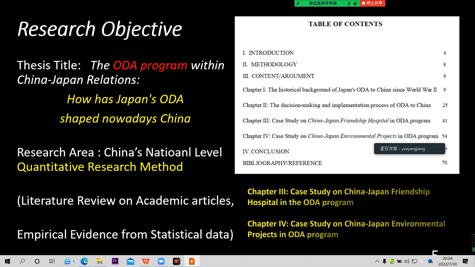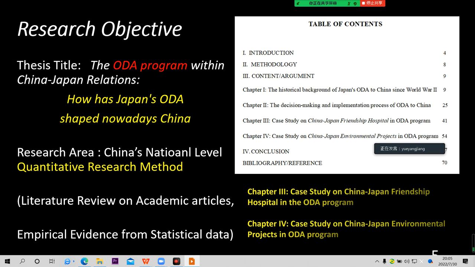And here comes my research objective. My thesis title is the ODA program within China-Japan relations. Specifically, how has Japan's ODA shaped nowadays China? So here comes the research area for my thesis, which is China's national level, especially the economic area: how China's economy has risen by benefiting from Japan's ODA. And I'm using the quantitative research method, which collected a bunch of past data from JICA and also other experts. I did the literature review on academic articles and also have empirical evidence from statistical data.